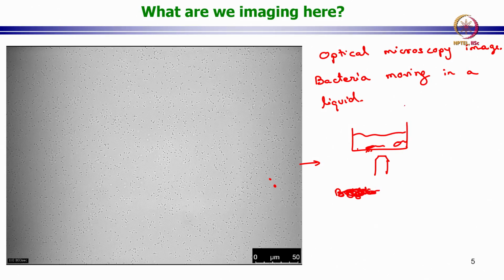So here there is a source of light at the top, and the light passes through the system and is collected by your microscope lens, and then finally it ends up in a camera. So it's also called bright field imaging.